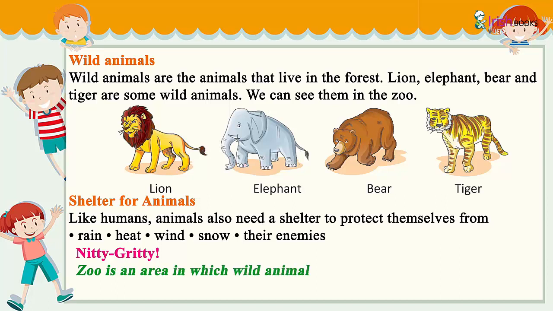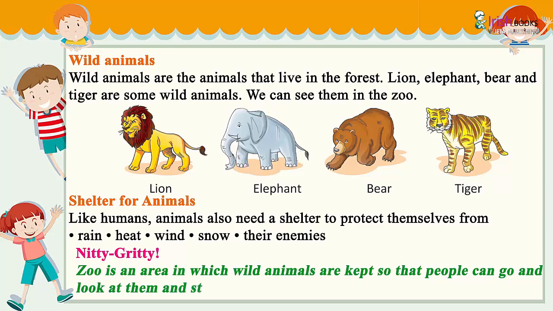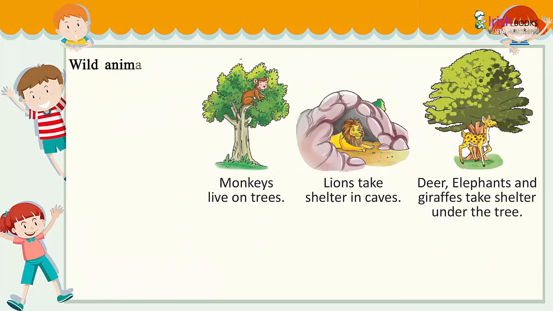Shelter for animals. Like humans, animals also need a shelter to protect themselves from rain, heat, wind, snow, and their enemies. Zoo is an area in which wild animals are kept so that people can go and look at them and study them. Wild animals live in their natural shelters.